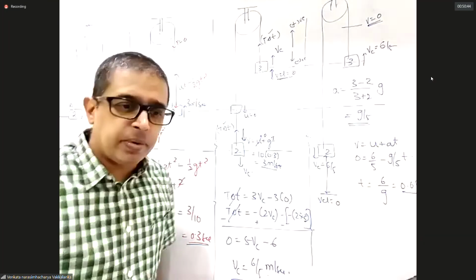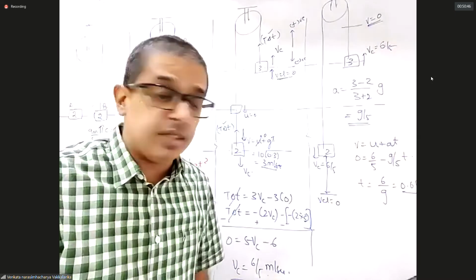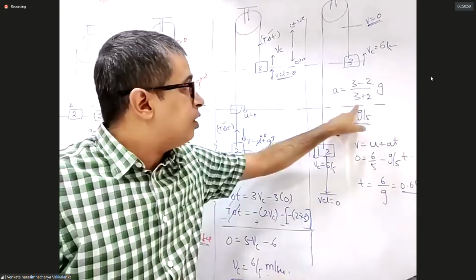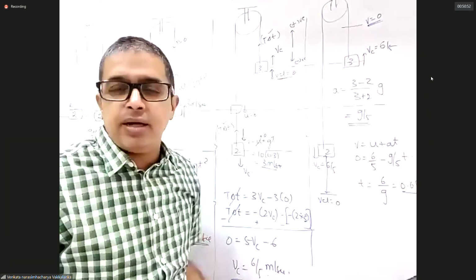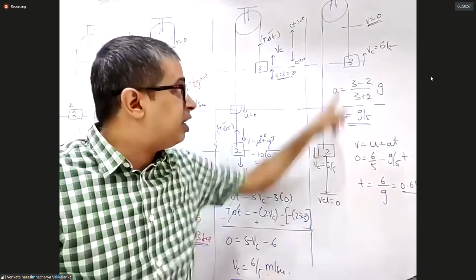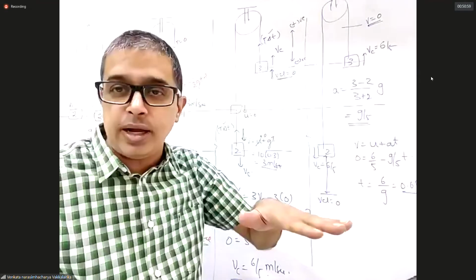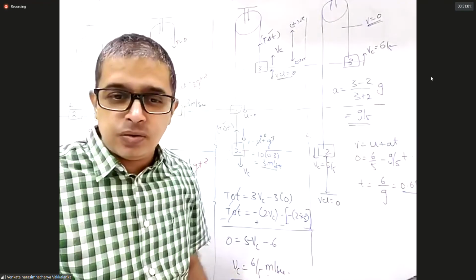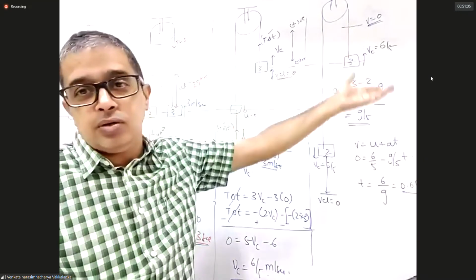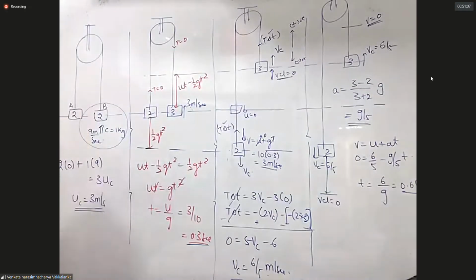And third part is asking loss of mechanical energy. 2 kg mass came down by this height. 3 kg mass went up by this height. Difference mgh, this mgh minus this. So loss पूछ रहा है. Net loss. Right? This is the loss minus the gain. So I'll get the net loss.